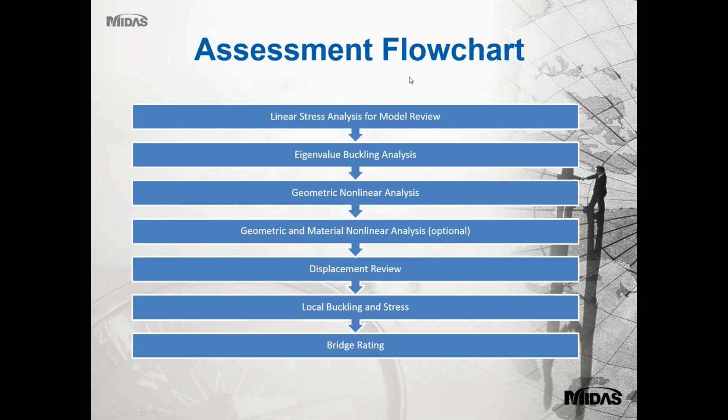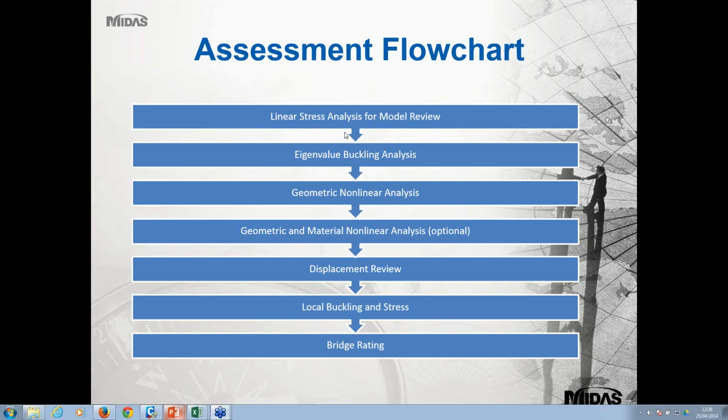Typical assessment flowchart: we go for linear static analysis first and have a good idea about the rating. Then we go for a buckling analysis, for which we use finite element software. And for further checking the results, like yielding of the steel and large displacement checks, we do nonlinear analysis, and then displacement is checked for the bridge. Local buckling and stresses are checked, and finally we get the rating, which is the worst case rating out of all these checks.